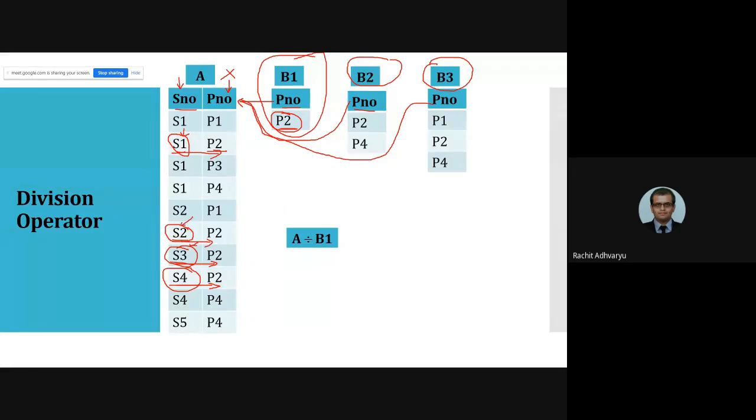So we are going to pick up only these values, right? We are going to pick up the data from table number 1 and discard the common column, the column that is the subset of the master table. So the output will be SNO: S1, S2, S3 and S4. Clear? We will first compare the value. So wherever values are matched, we'll pick up those rows, then we will discard the common column and pick up all the remaining column values and put them in one set. So this is what the answer of A divided by B1 is.